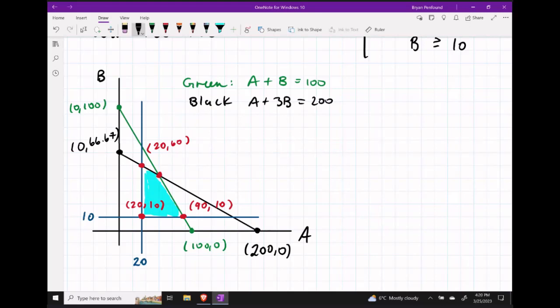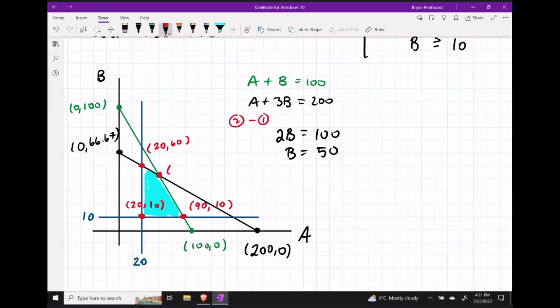The last corner point can be found by determining the intersection of the green and black line. I have them written here already, so let's go ahead and use the elimination method. Let's take equation 2 minus equation 1. So A take away A is obviously 0. 3B take away 1B is 2B's. And 200 take away 100 is 100. Dividing by 2, we get B is equal to 50. And if A plus B is equal to 100, it must be that A is equal to 50 in this case as well. So our final corner point is going to be 50, 50.